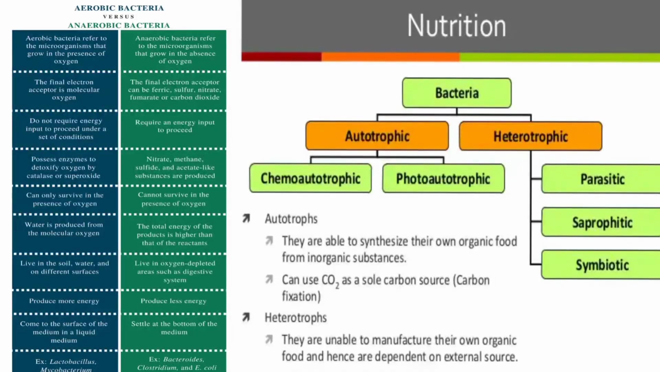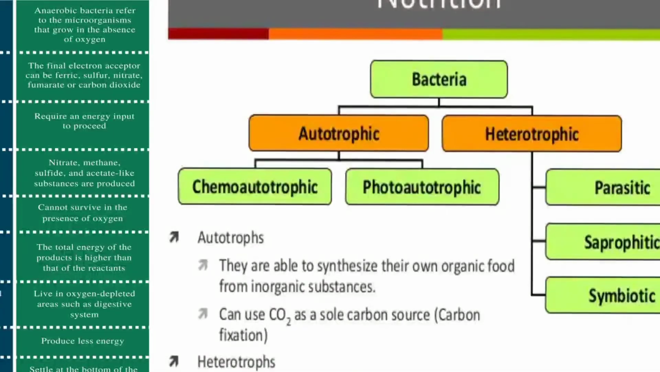Okay, and then when you come to the nutrition part, there are two types of bacteria that you can see: one is autotrophic, another one is heterotrophic. Autotrophic means they can prepare their own food, either using sunlight or using chemical, organic or inorganic compounds. In autotrophic bacteria you have two types: chemoautotrophic and photoautotrophic. Chemoautotrophic means they cannot use sunlight, but they can use organic and inorganic substances. That is what chemical means.